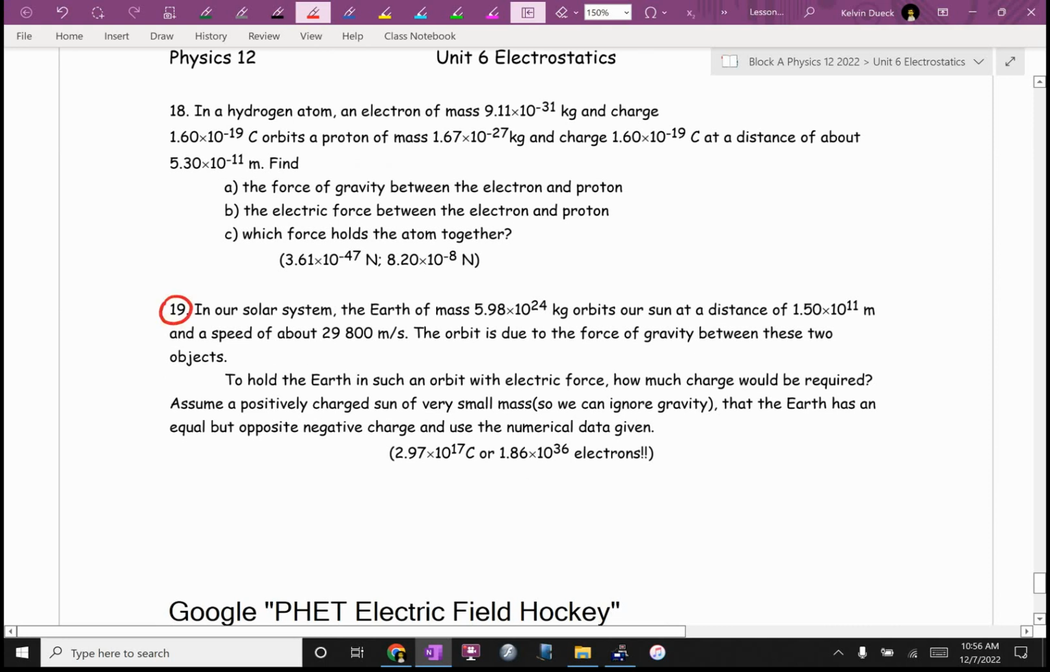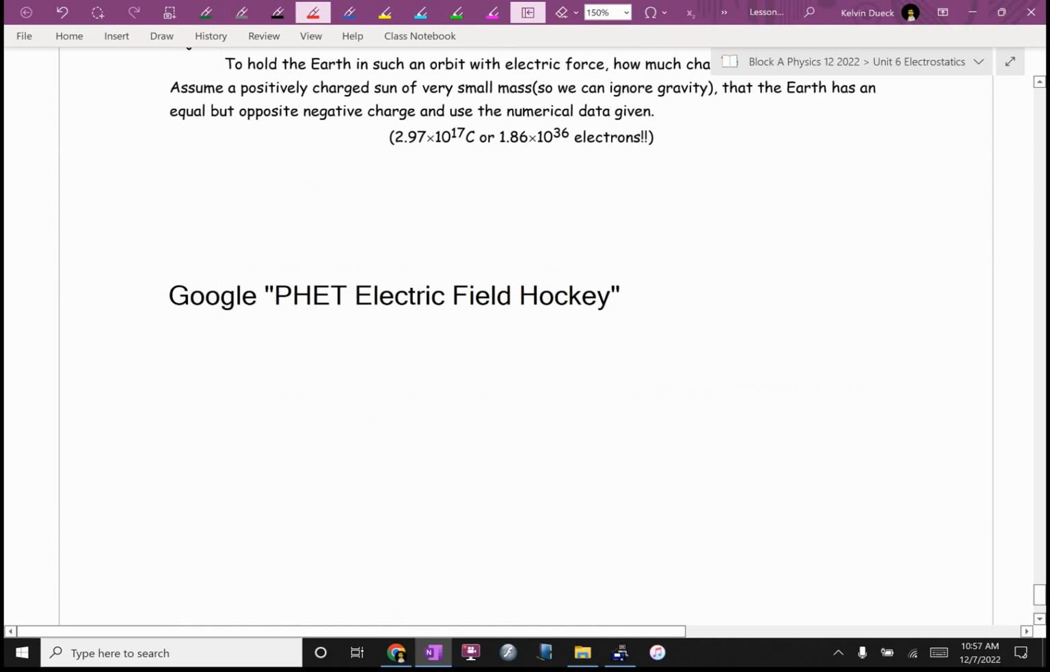And you can try number 19. And then you can also, in your spare time, Google PhET electric field hockey. If you complete level 2, that will get you 1 bonus mark. If you complete level 3 without banking it off the screen by making the charge go through the obstacle course, that will get you 2 bonus marks. But you can't get 3 bonus marks. You can get a total maximum of 2 bonus marks on your test.